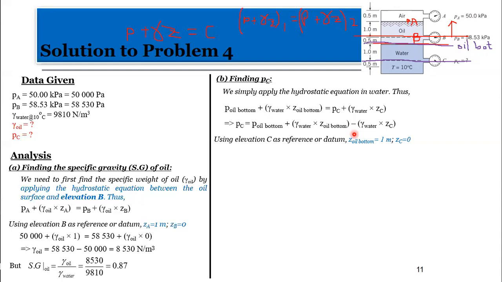Okay? Good. All right. So having established that, since ZC is 0, this part is off. So our main focus is to follow P oil bottom plus gamma water times Z bottom. So if I use this, I'm basically having the equation for finding PC.